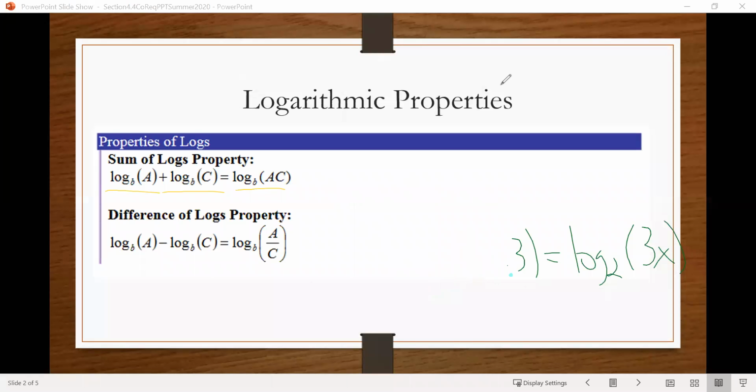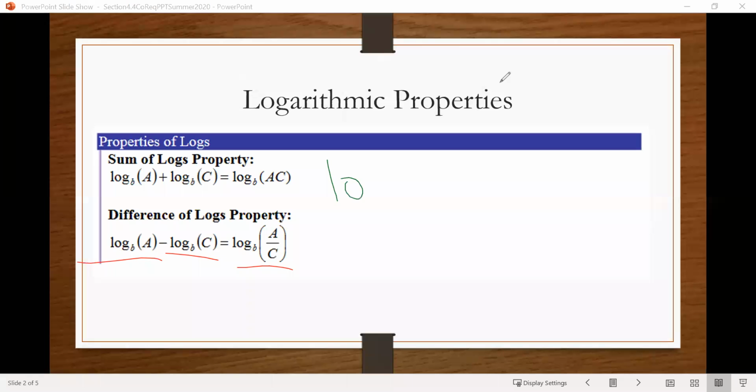The other thing about these properties is that because there's equality here, it can also work the other way. So if we have a log of two things being multiplied, we can break that into log of the first plus log of the second. The second property says that if we have the log of something minus the log of something else, we can write that as the log of the quotient of the two.